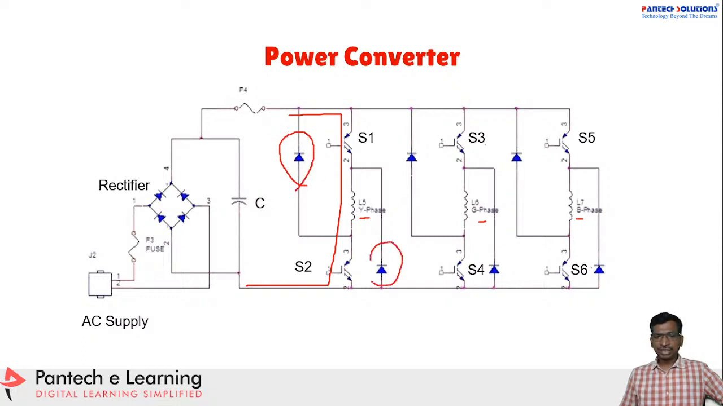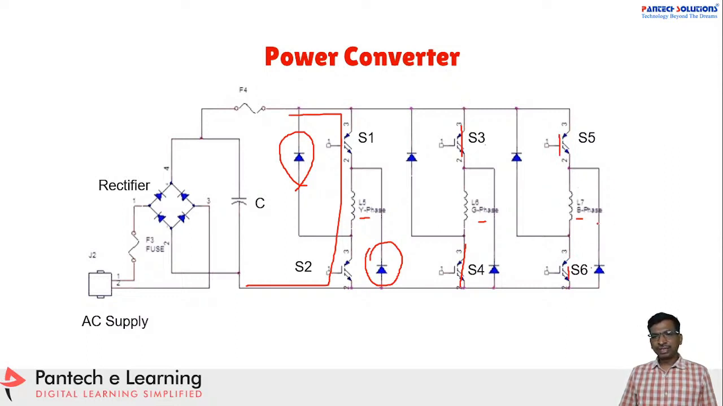That energy will be dissipated with the help of these diodes. Generally you have to select these diodes as Schottky diodes, because the switching frequency we are going to use is about 25 kilohertz, 50 kilohertz, or 100 kilohertz. So this diode should respond at that frequency, right? Similarly, if you operate the PWM for S3 and S4 at a time, then this phase will get excited. And if you apply a PWM for S5 and S6 at a time, then the third phase will get excited.